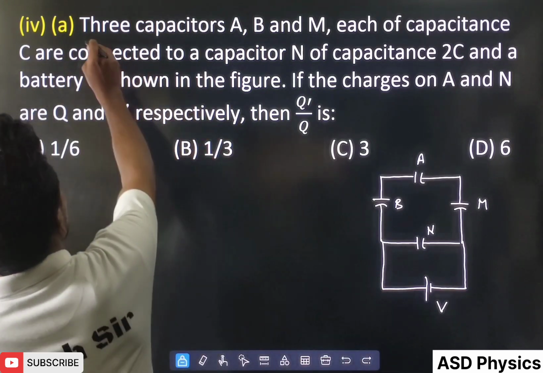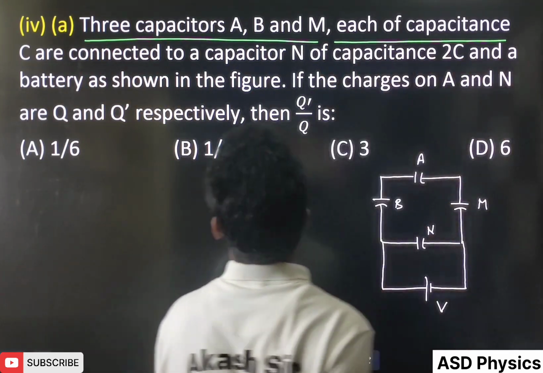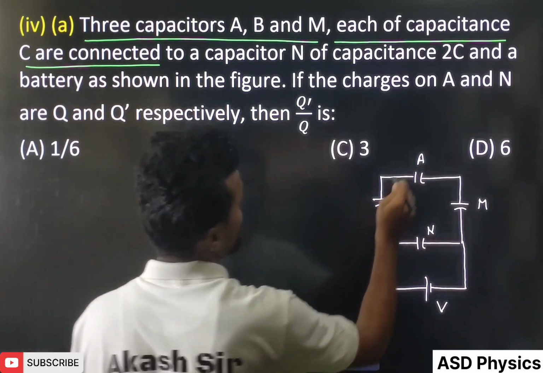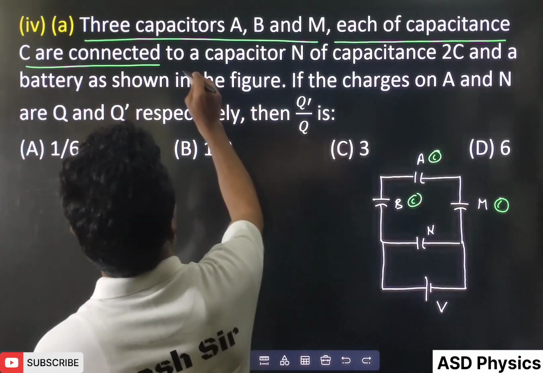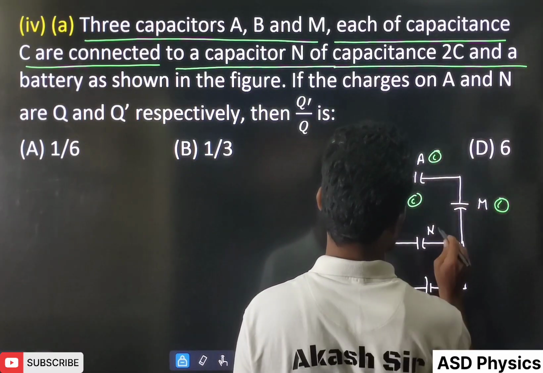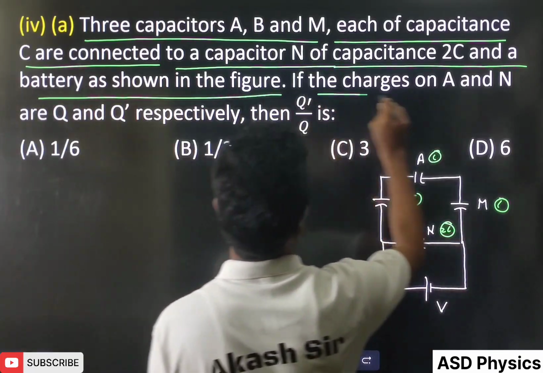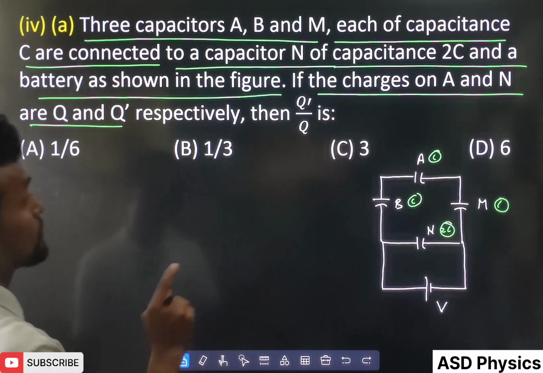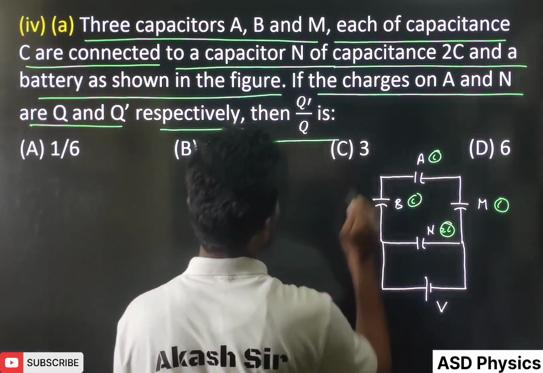So see here. 3 capacitors A, B and M, each of capacitance C. A, B and M, each of capacitance how much? This is also C, this is also C, this is also C. A and M are connected to a capacitor N of capacitance 2C, here capacitance 2C, and a battery as shown in the figure. If the charge on A is Q and on N is Q dash respectively, then Q dash by Q is how much here?